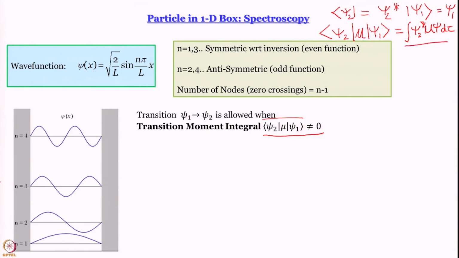This is your transition moment integral, and for it to be non-zero is what we have to determine if we want to know which transitions take place and which transitions do not take place. For that purpose we are going to use the property of symmetry of wave functions.